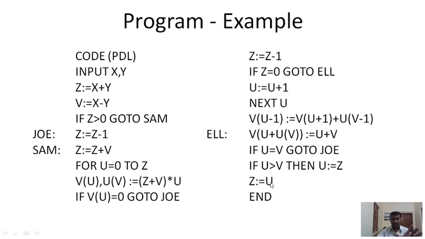With the help of these statements, let us see how a flow chart is designed first. Just go through a few lines. Code: input x, y; z is equal to x plus y; b is equal to x minus y. If z is greater than 0, go to SAM; otherwise, go to JOE. Remember at least these lines, as we will discuss them in the flow chart. Now this program is converted into a flow chart first.